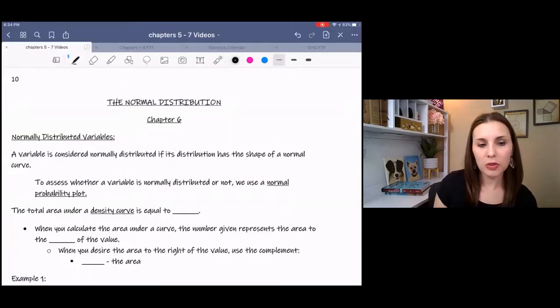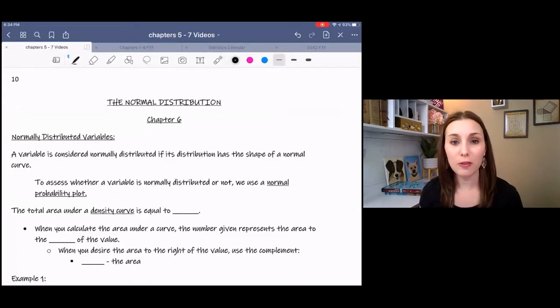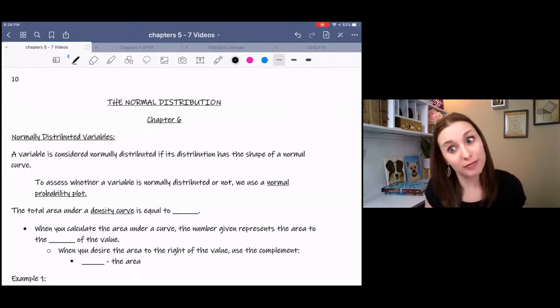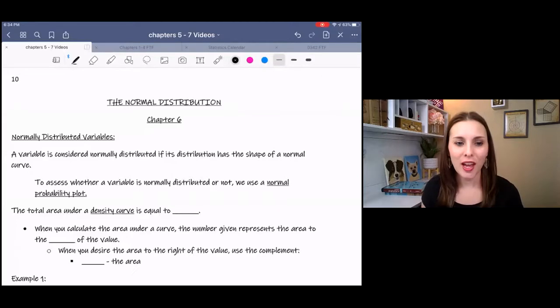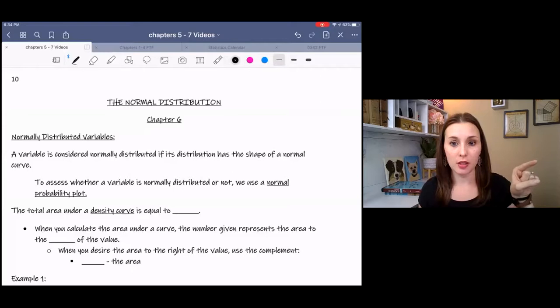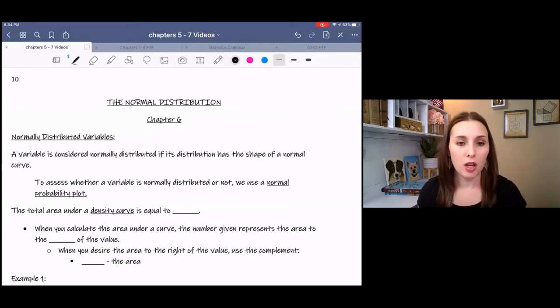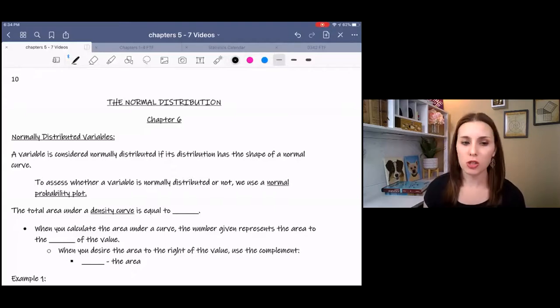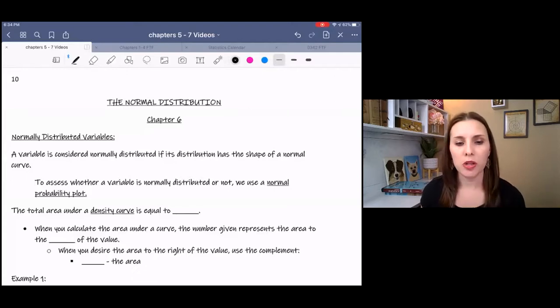Okay, so a variable is considered normally distributed if its distribution has the shape of, you guessed it, a normal curve. And a normal curve, we've talked about before, is bell-shaped. So it has this flat, and then it bells up, and then it's flat, and it's symmetric. We've talked about left skewed, right skewed, and symmetric, and we're talking about the symmetric distribution. So to assess whether a variable is normally distributed or not, we can use a normal probability plot. And we will do that, not in this video, but in the next one, you can see what that looks like.